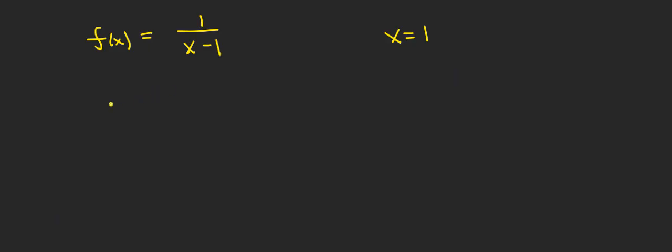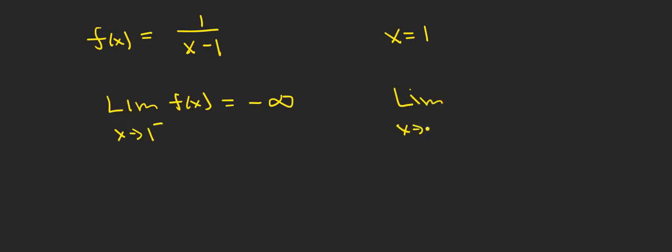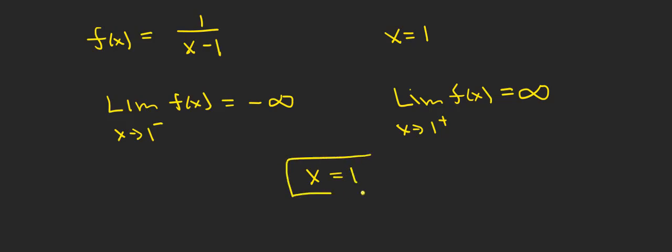So, since the limit of f of x as x approaches 1 from the left went to negative infinity, and the limit as x approaches 1 from the right went to positive infinity, x equals 1 is indeed a vertical asymptote. So as you can see, to find the horizontal and vertical asymptotes, you have to rely on graphing calculators.